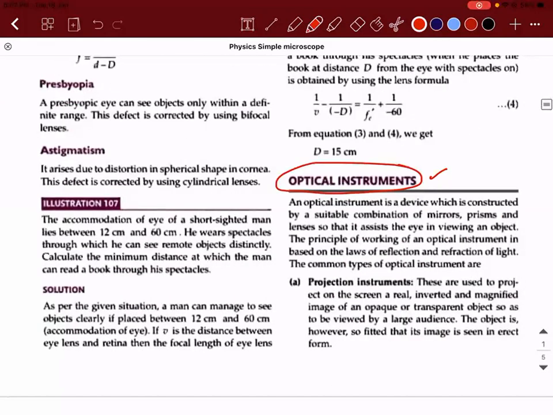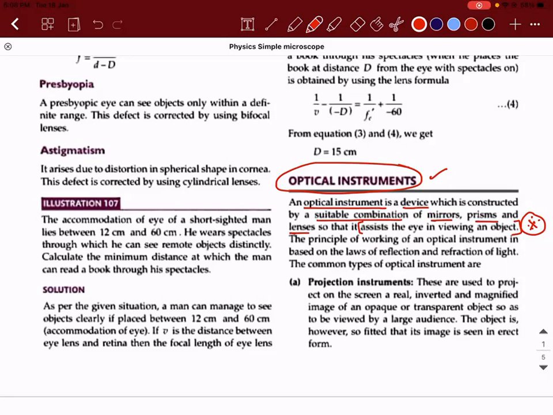So first, let's try to understand what an optical instrument is. Basically, an optical instrument is a device, an optical device which is constructed by suitable combinations of mirrors, prisms, and lenses so that it assists the eye in viewing an object. This is the most important point. Majorly, optical instruments are used to enhance something and see. To enhance something and see, we use combinations of mirrors, prisms, or lenses.